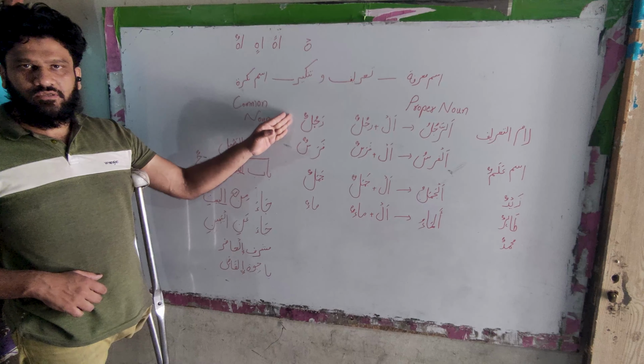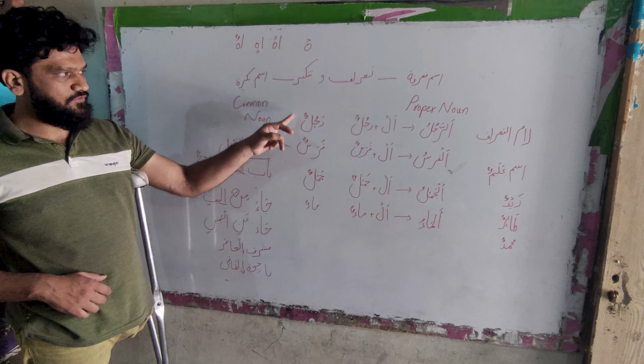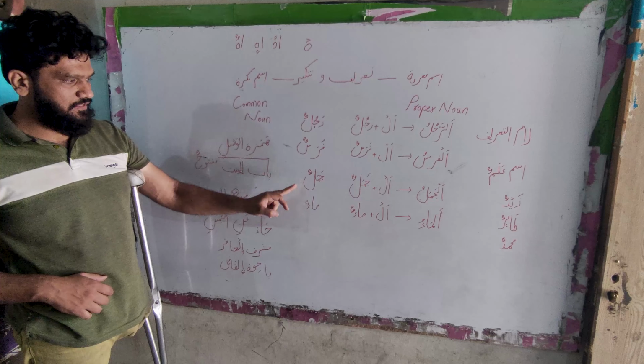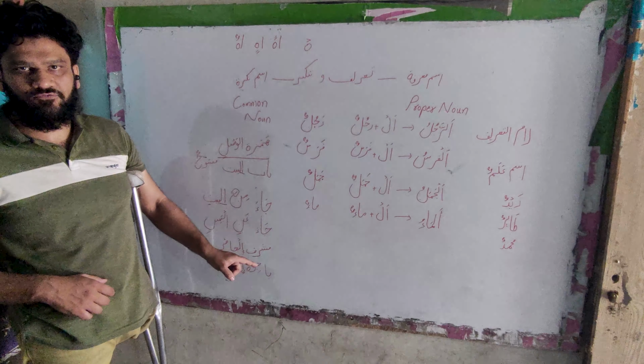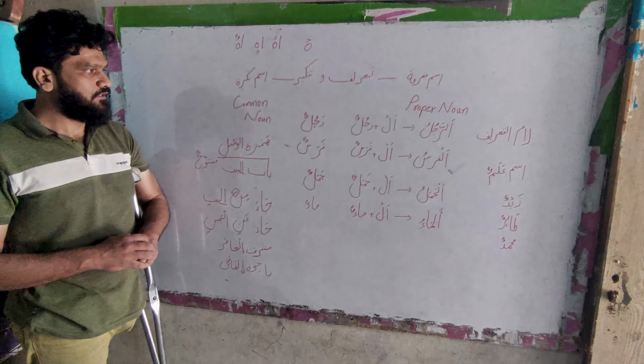Now, what all these common nouns have in common is that they have the tanween of dhamma on the last letter. Lam has the tanween of dhamma, Sin, Lam, and Hamza. They all have the tanween of dhamma. So that is how we identify a common noun in Arabic.